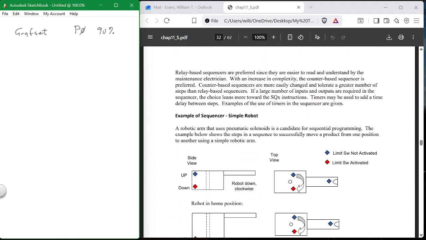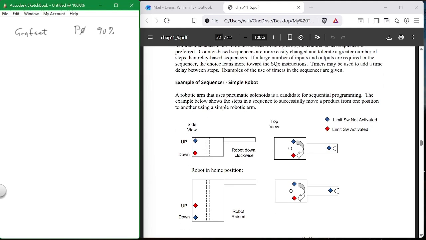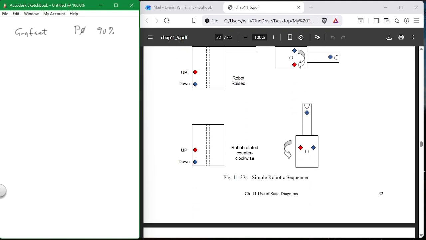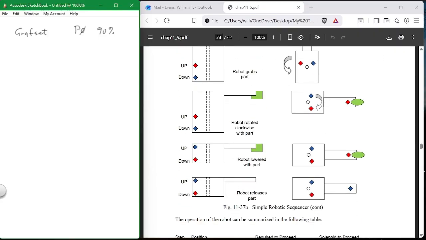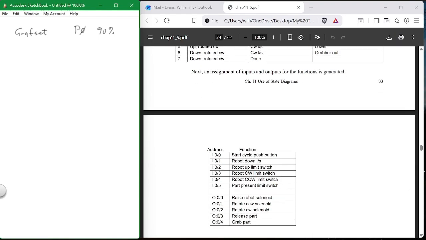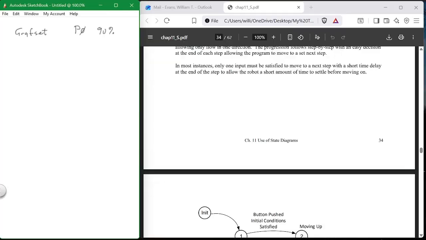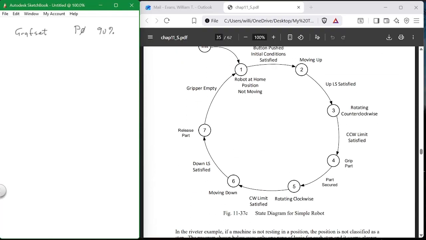Okay, now sequencing is a simplification of state diagrams. Sequencing is also synonymous in many people's minds with state diagrams, but they typically are in a circle only. It goes around in a circle, and that's it. Okay, so here would be a sequencer, or it could be a state diagram, but basically this is a sequencer. It goes around in a circle, and it goes back to home.